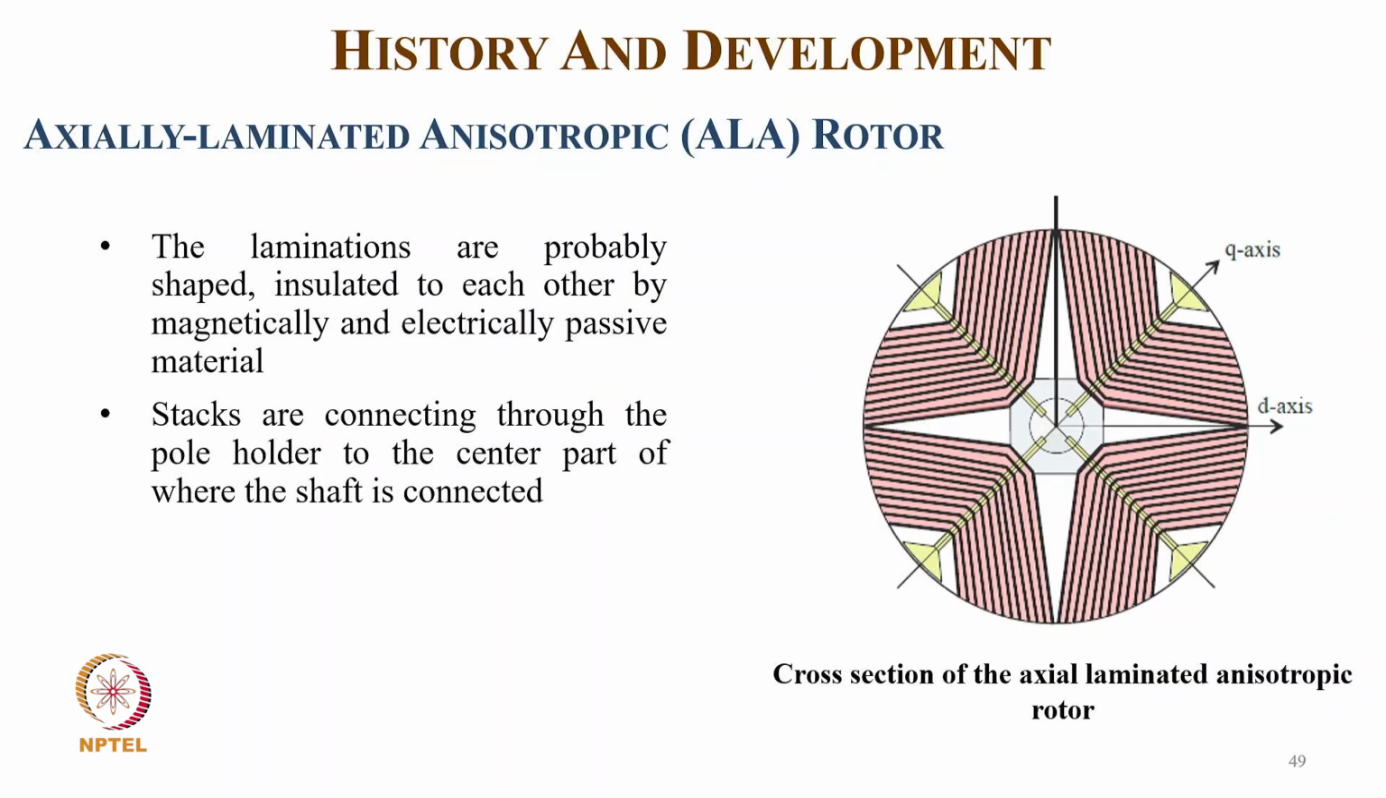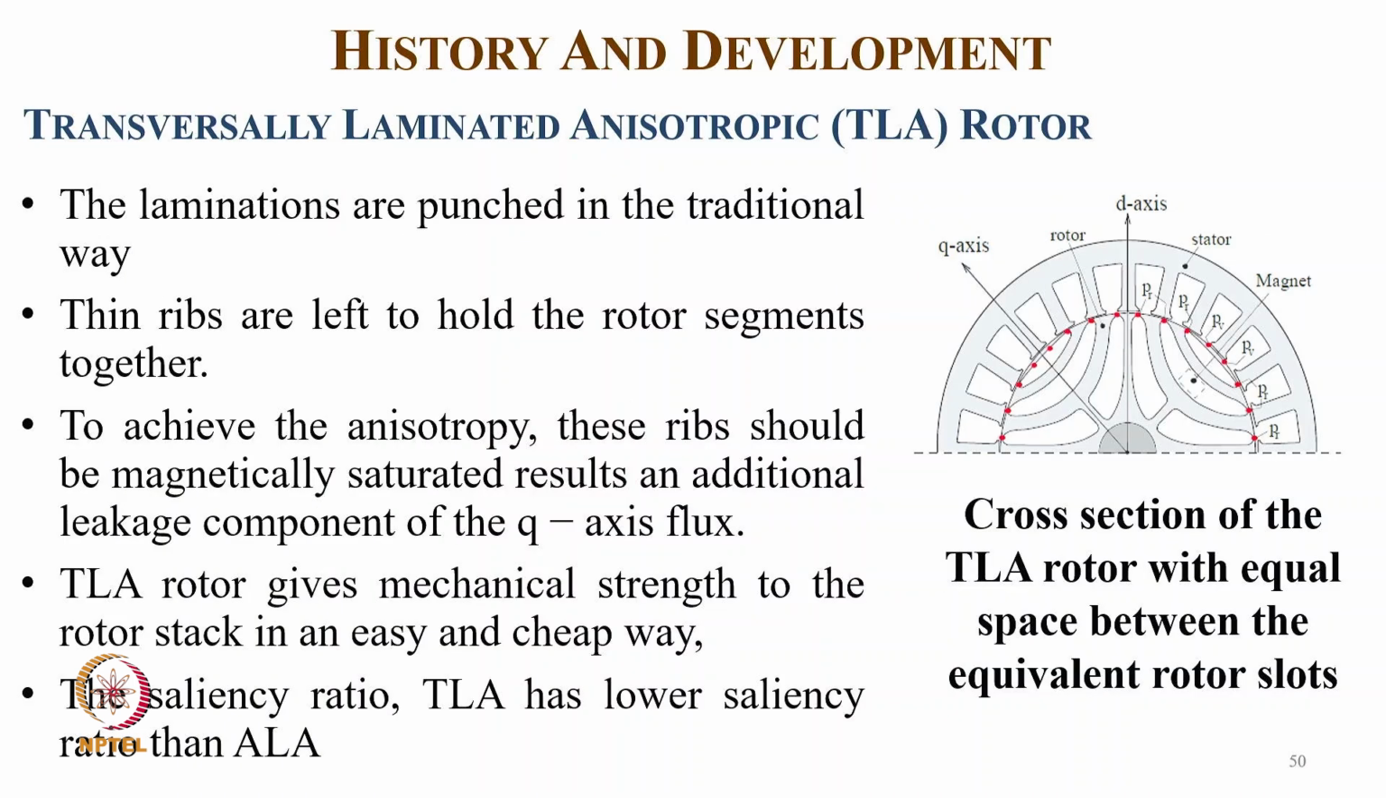Then another one reported later on is the axially laminated anisotropic rotor, called ALA, as you can see in the photograph also. So laminations are properly shaped, insulated from each other by magnetically and electrically passive material, and stacks are connected through the pole holder to the central part where the shaft is connected. This is a cross section of the axially laminated anisotropic rotor.